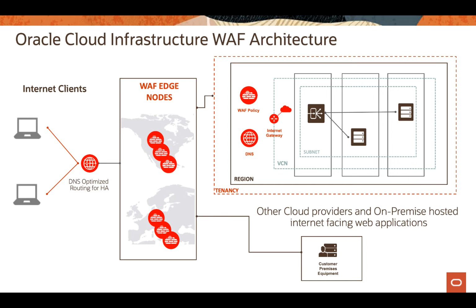As you can see, you can have other cloud providers or even on-premises hosted internet-facing web applications, and you can set up WAF inside of OCI as long as you have a public endpoint for your application in another cloud provider or on premises. Then WAF can protect those workloads too.